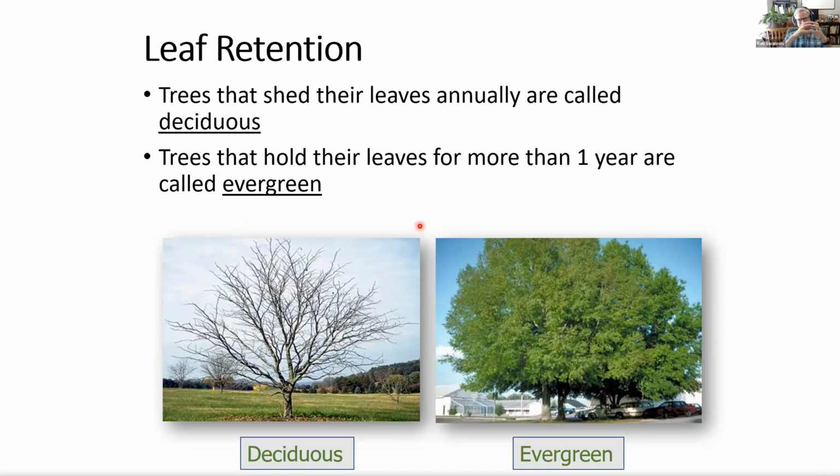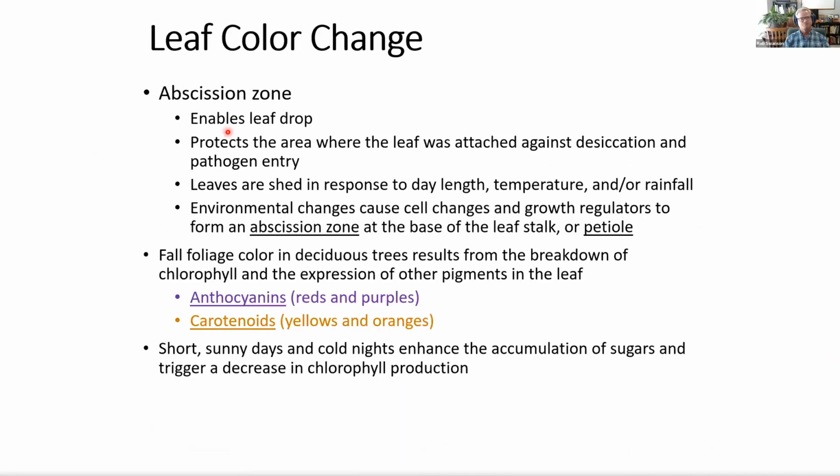I was thinking it was the foxtail because it gives it this nice bushy look all the way down the stem, making it look like the fox's tail. But pines and magnolias are still going to drop some leaves, but they're going to retain more than a year's worth, so that makes them evergreen. Trees that lose all their leaves every year are referred to as deciduous.